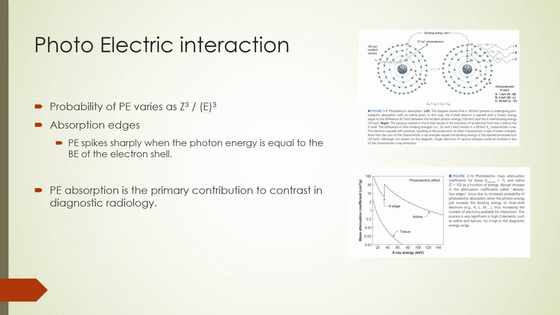The probability of photoelectric absorption varies directly as the cube of atomic number and inversely as the cube of energy. In the bottom figure, the absorption edges correspond to K-shell binding energies. At the absorption edges, the photoelectric absorption increases sharply when the photon energy is equal to the binding energy of the electron shell. Photoelectric absorption is the primary contribution to contrast in diagnostic radiology.